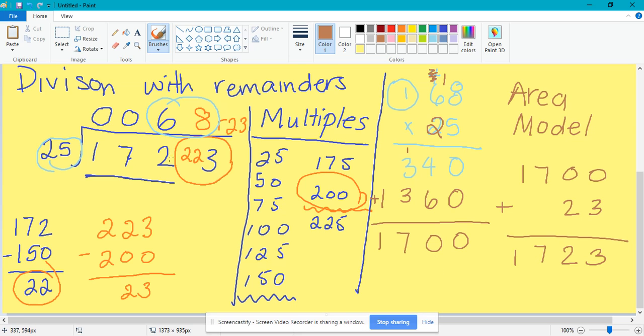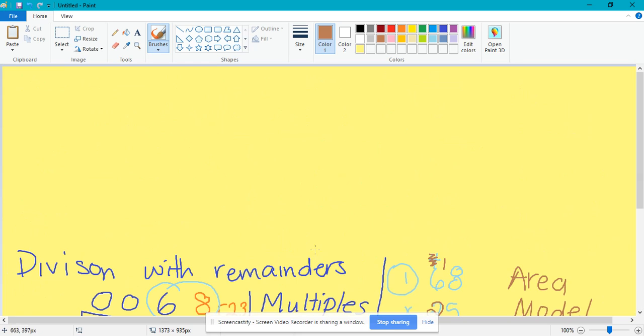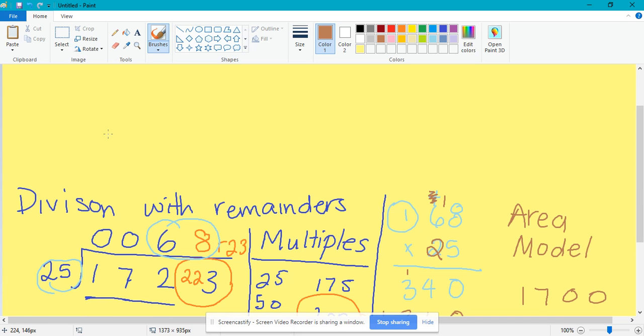Therefore, our answer to the question, which is 1,723 divided by 25 equals 68 and a remainder of 23.